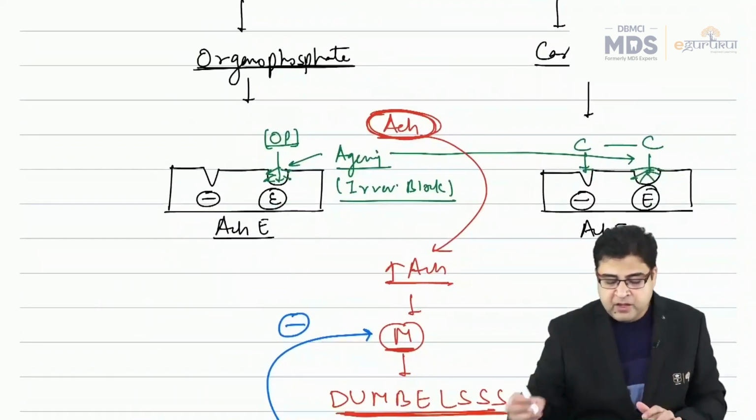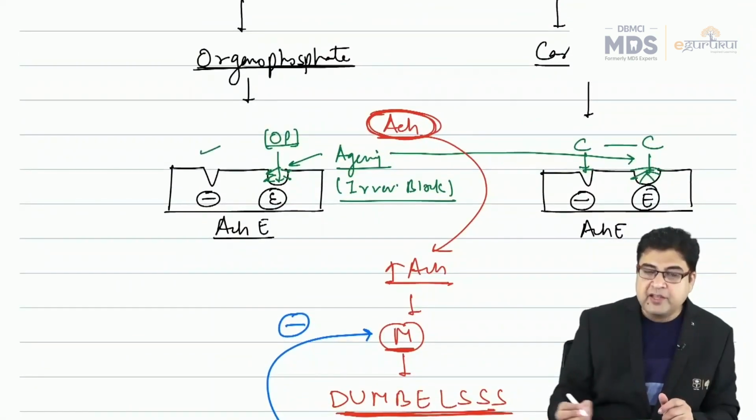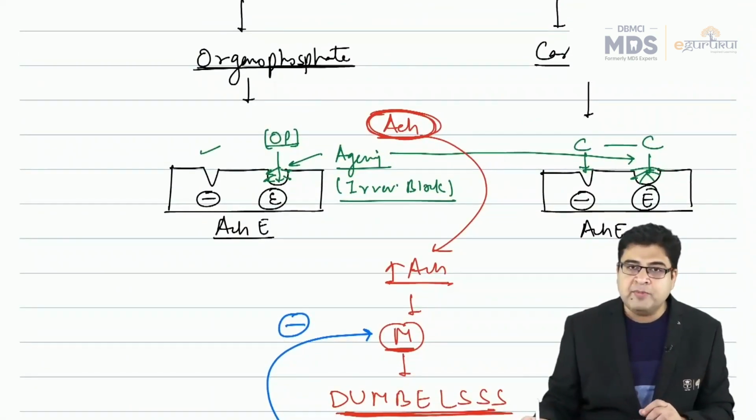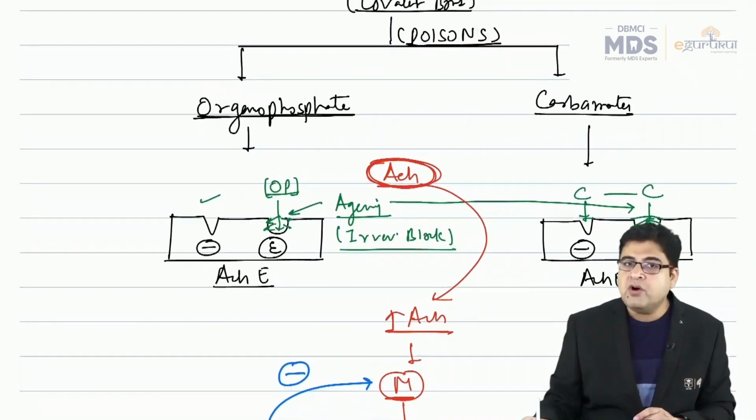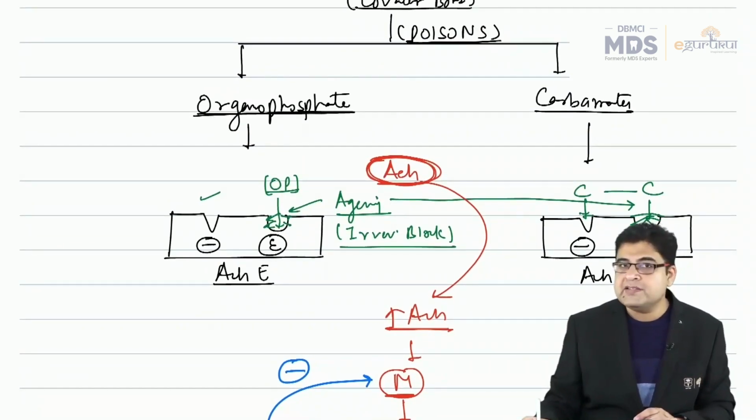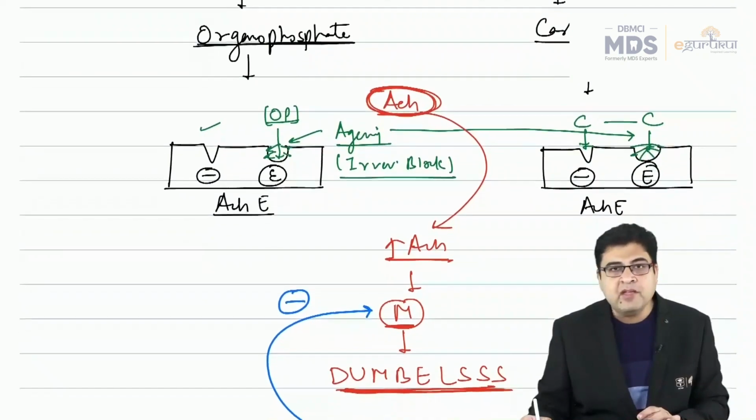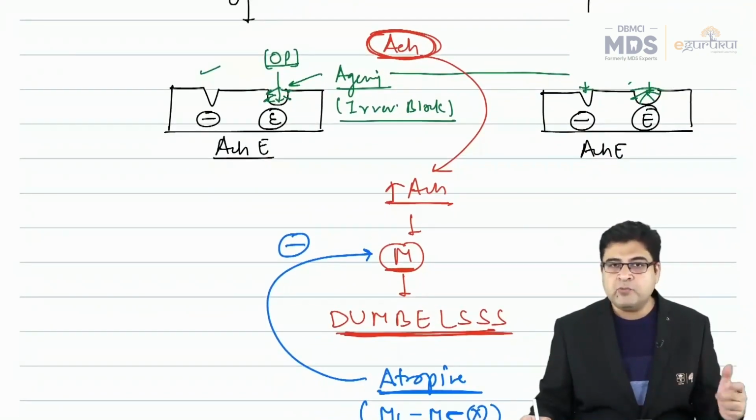So if you go back and look here, this site is free here, but this is not free in case of carbamate poisoning. So in OP poisoning, oximes are useful because the site is free. What is the best time of giving? These medicines are given before the process of aging.